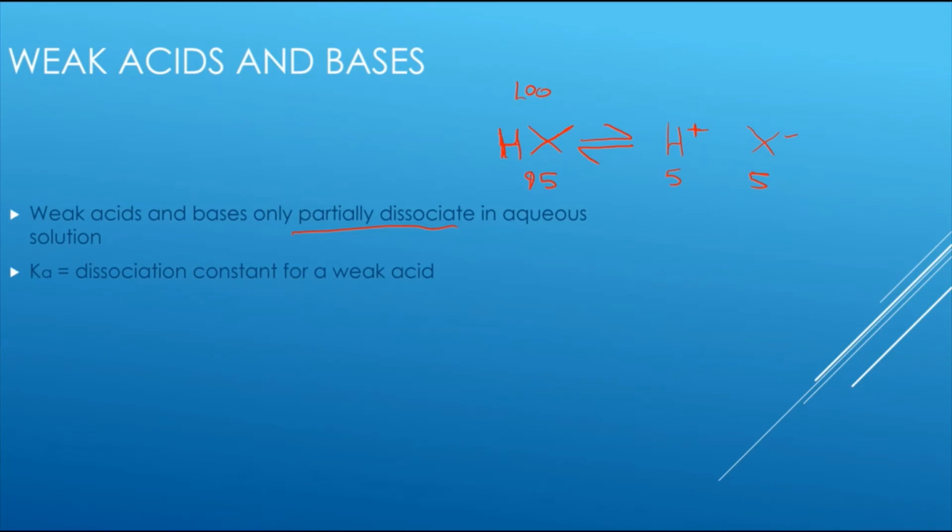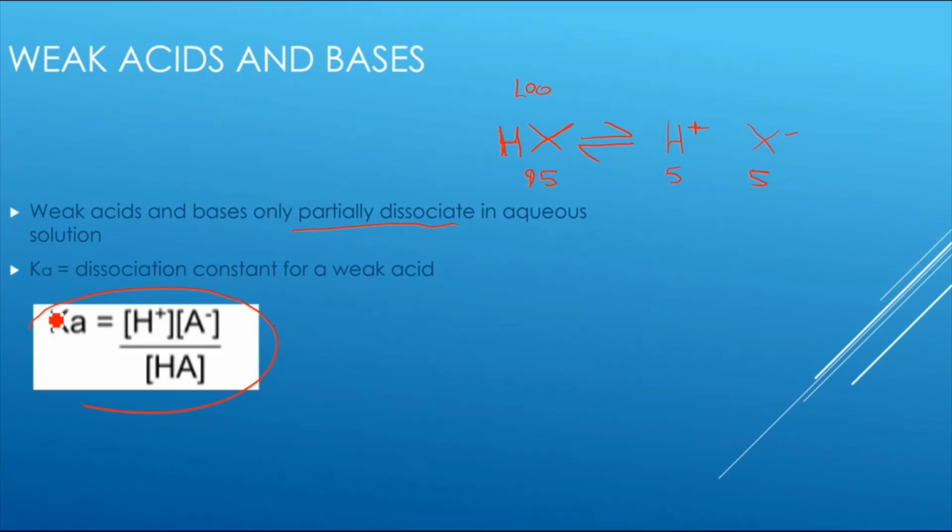And we could use Ka, which is the dissociation constant for weak acids. It looks something like this, and this is basically exactly the same as Kc, but it's called Ka because it's just for weak acids. So we would have the concentrations of products on the top and the concentration of the reactant on the bottom.